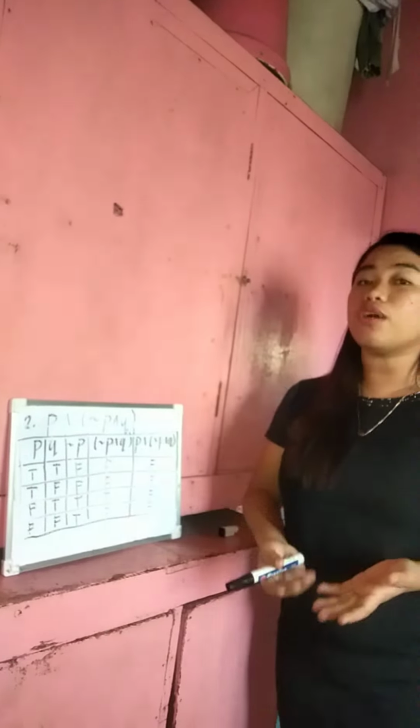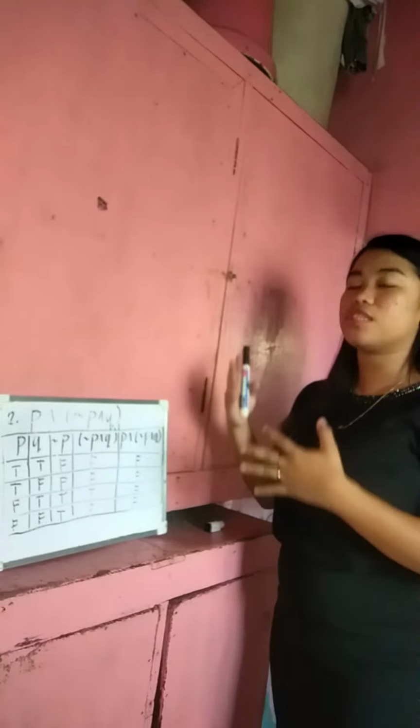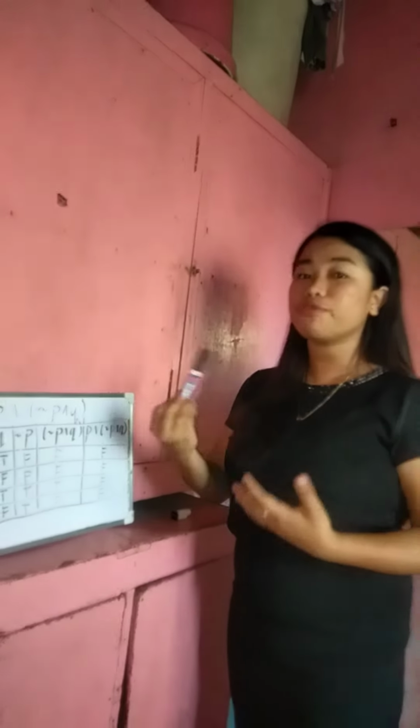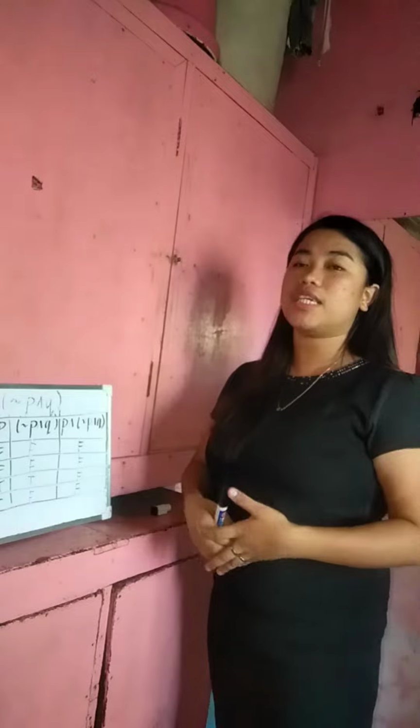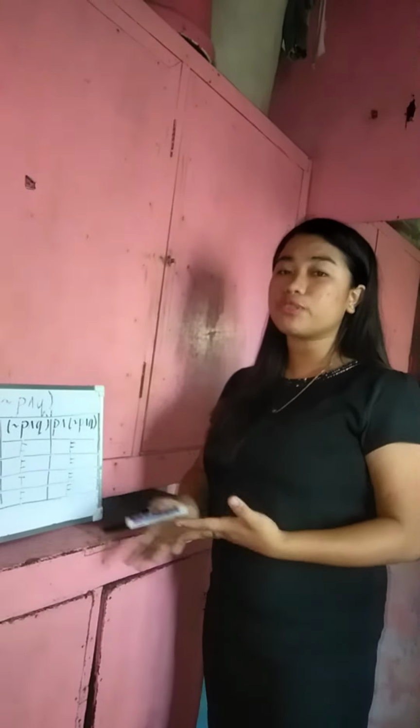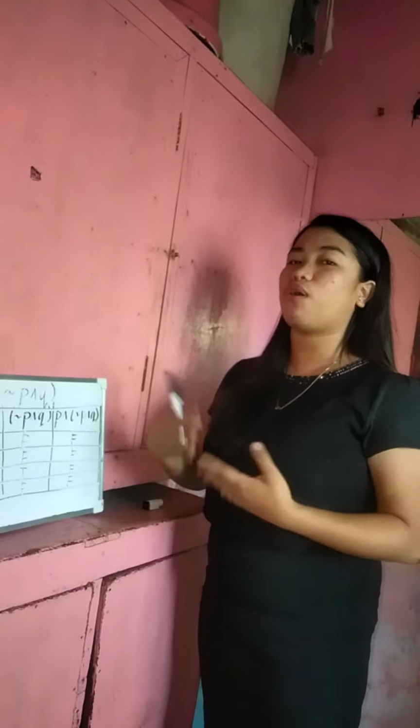Okay, we talked already about tautology and self-contradiction, right? As a recap, a tautology is a statement that is always true, while a self-contradiction is a statement that is always false.